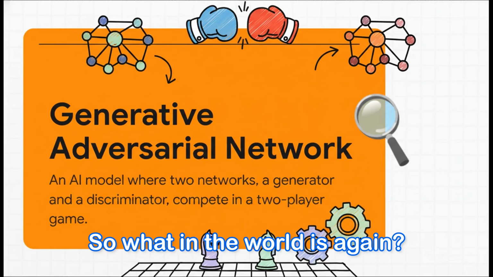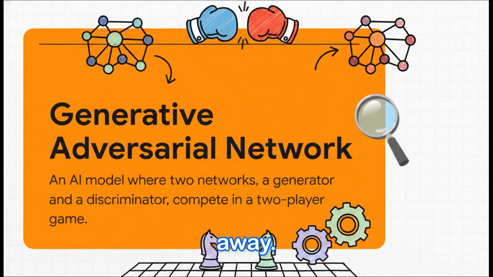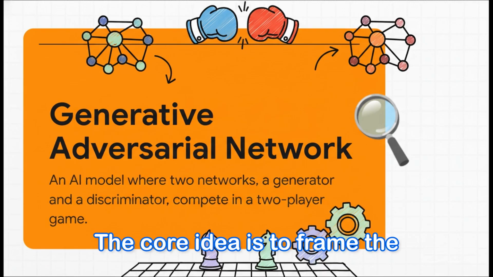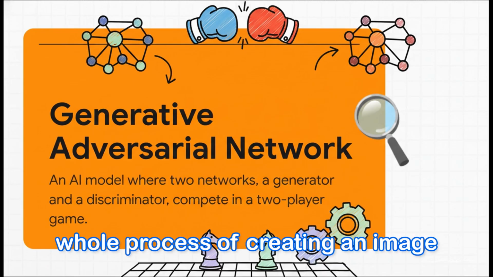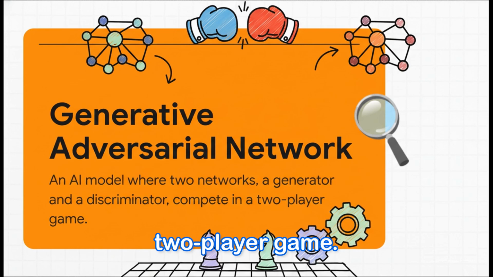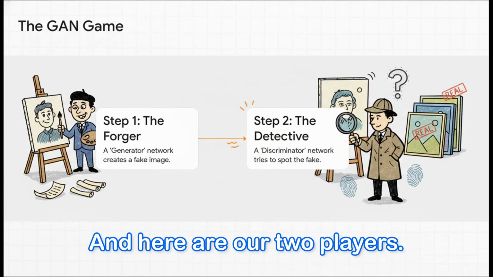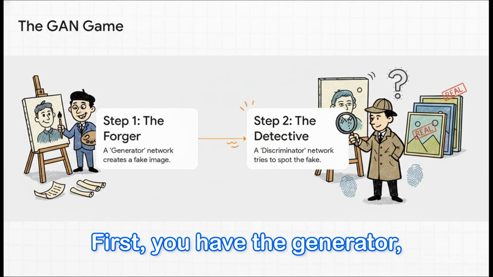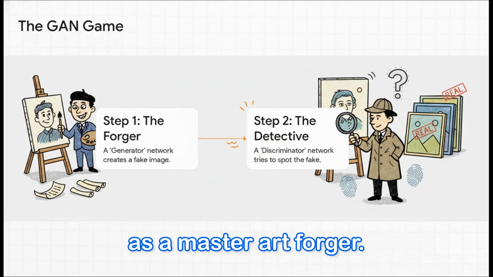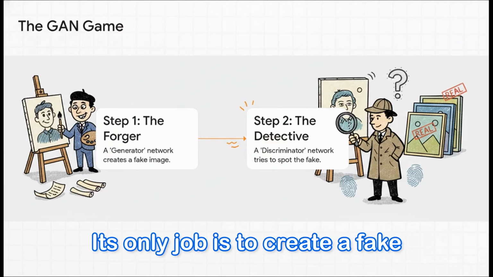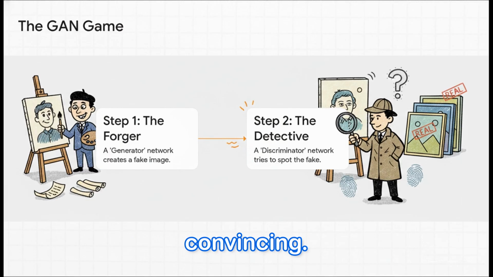So what in the world is a GAN? Well, the name kind of gives it away, a generative adversarial network. The core idea is to frame the whole process of creating an image as a competitive two-player game. And here are our two players. First, you have the generator, which you can think of as a master art forger. Its only job is to create a fake image that's so good it's convincing.